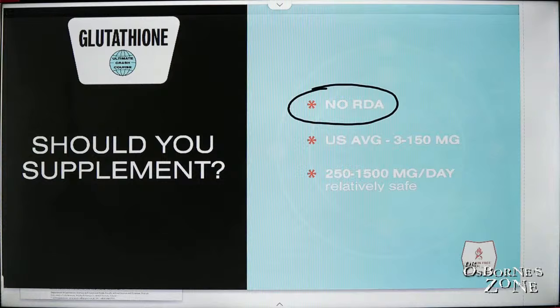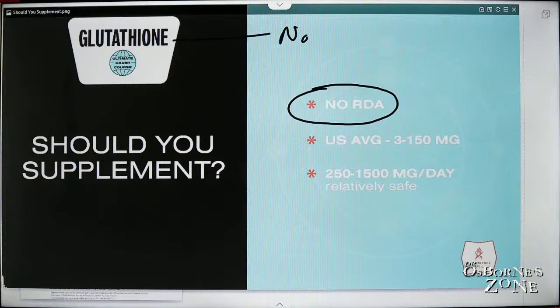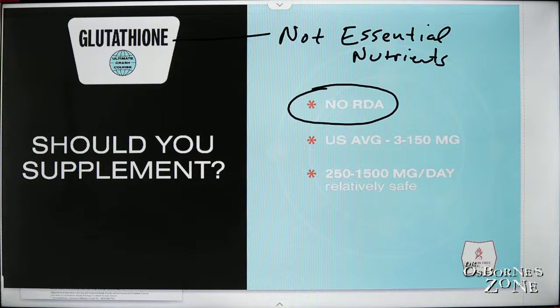And the reason why there's no RDA is that glutathione is not essential. It's not an essential nutrient. Essential nutrients are defined as nutrients that your body cannot make on its own, that you have to eat from your diet. Well, our bodies know how to make glutathione if we get all the other things that are necessary to make glutathione. So it's not an essential nutrient, so there's not an RDA for it.